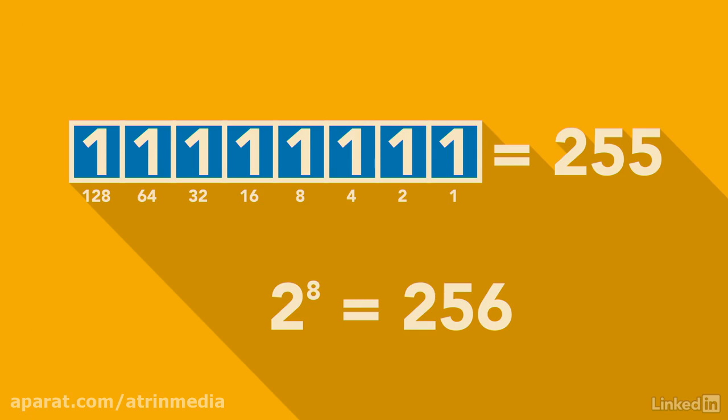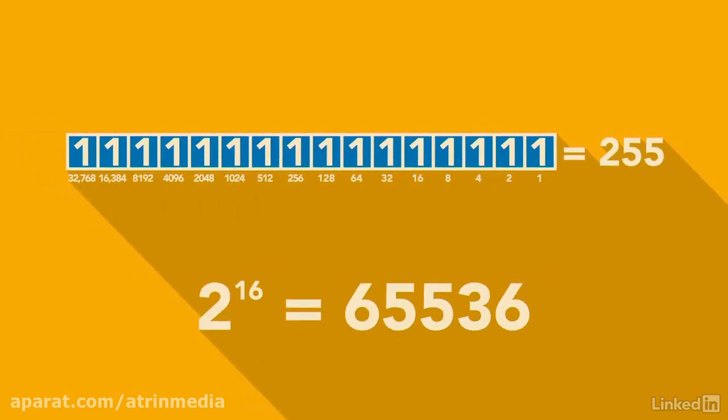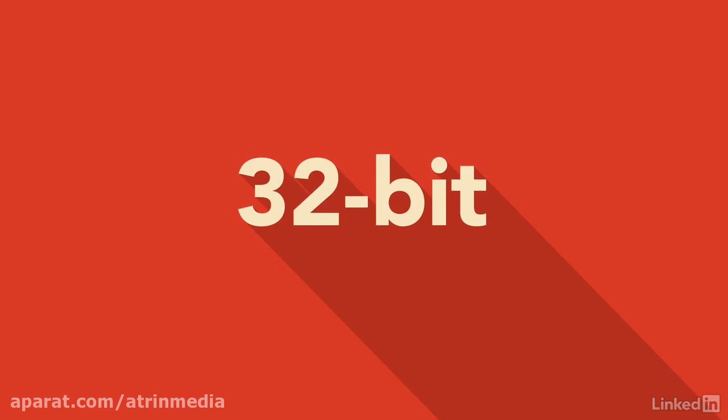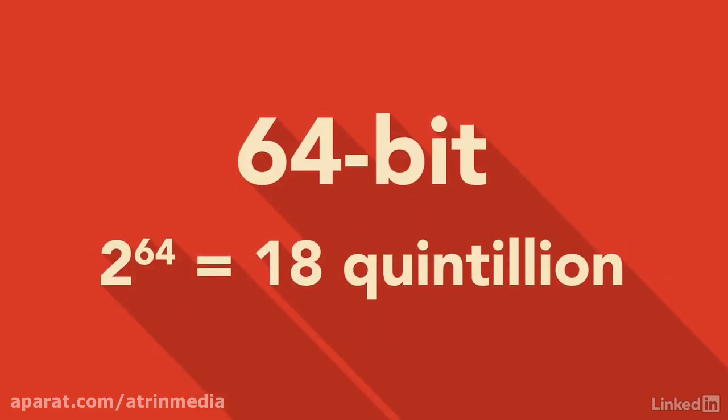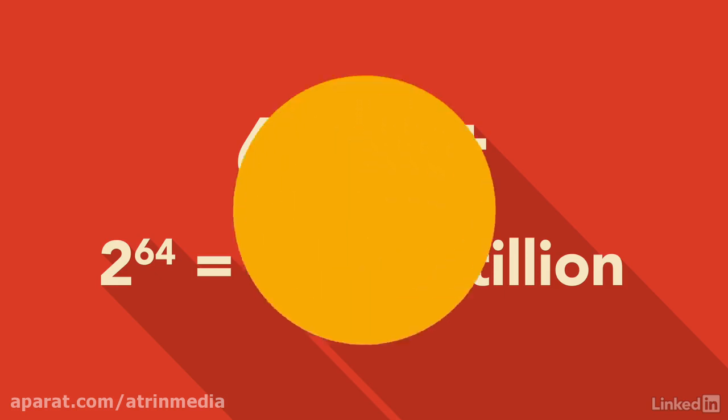So if we need to store a larger number, we need more bits. If we add more to make a 16-bit number, we can store up to a value of 65,535, or 65,536 values, including 0. Need more? Let's double it to 32-bit. Now we can store 4,294,967,296 values. 64-bit can store over 18 quintillion values, and the number gets larger and larger the more bits we add.